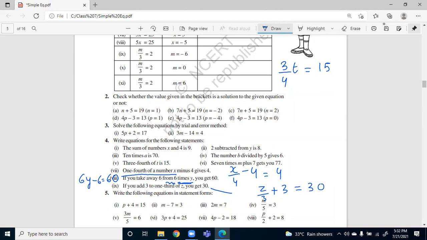If it is written, I can erase it. Done, ma'am. Done, Garima? Yes, ma'am.